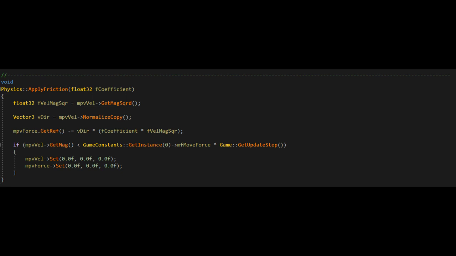The apply friction function works in almost the same way, except it uses a parametrized coefficient. I use 0.12 as my friction coefficient. You could have a different coefficient for different surface types.